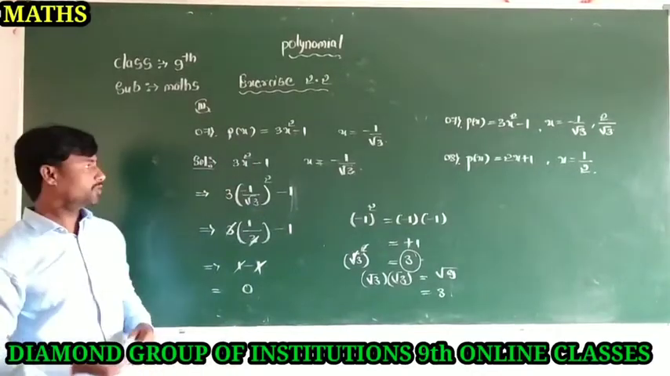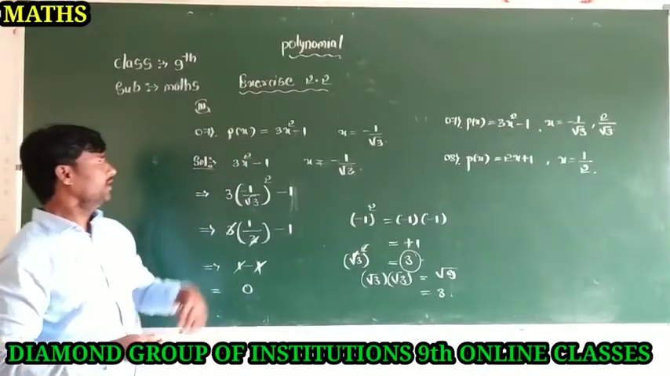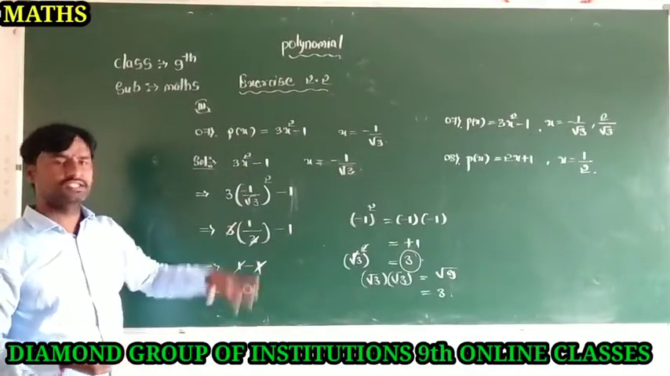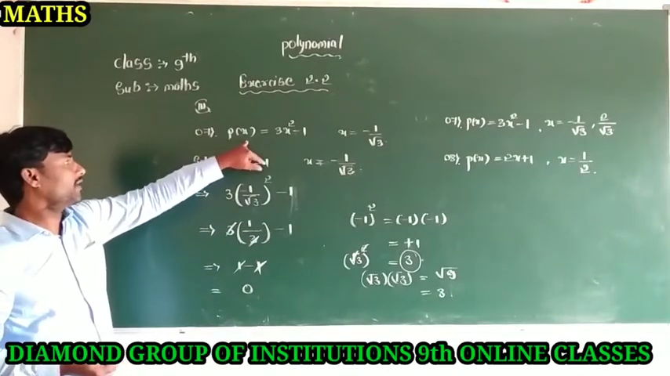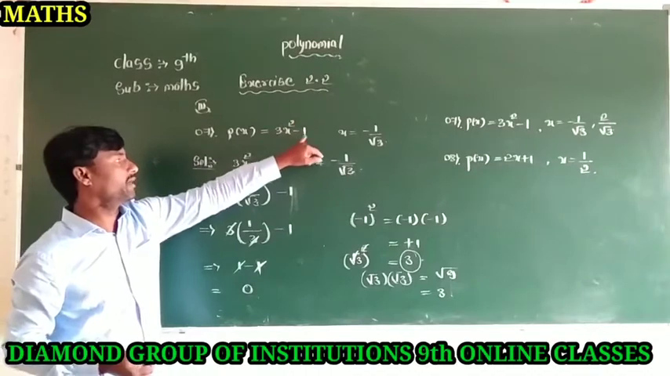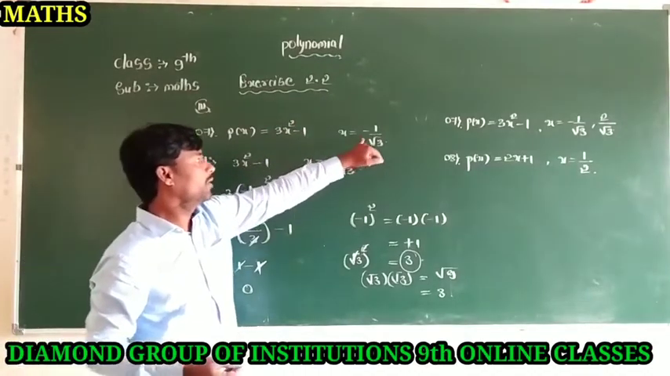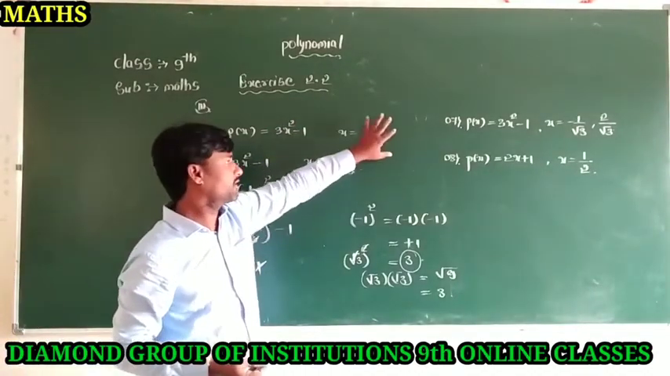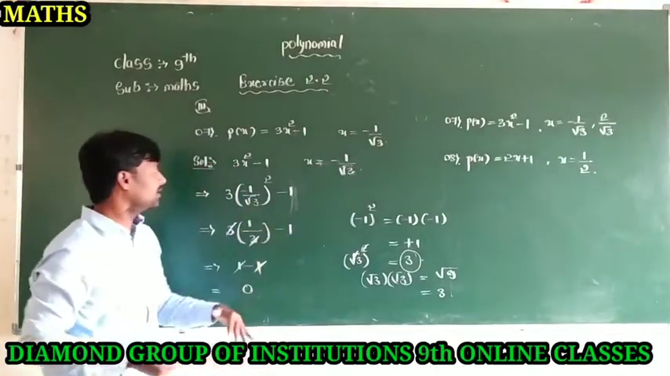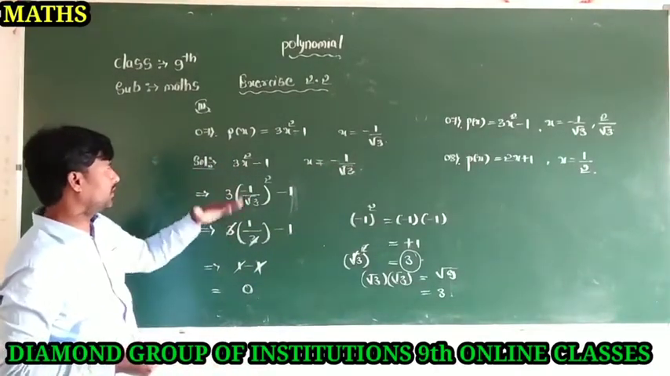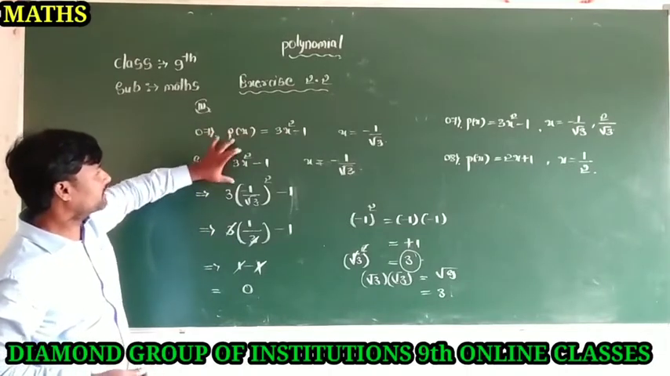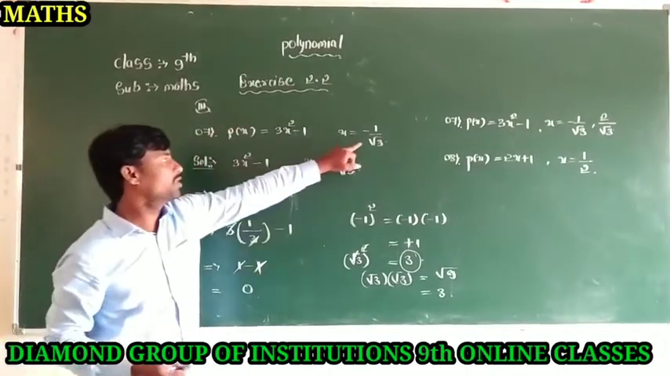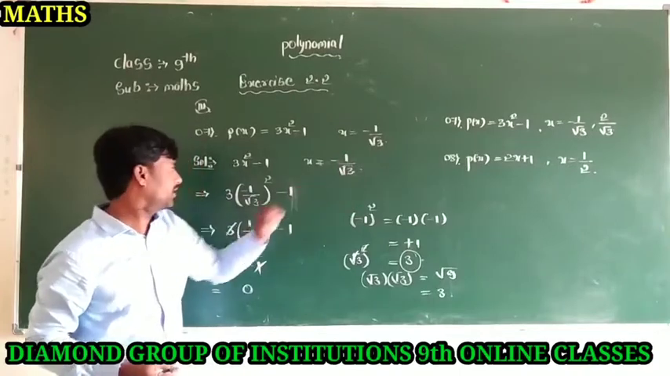One more time, this solution. Listen carefully. Here nothing is there, very easy simplification, dear students. The seventh question is that P of x is equal to 3x square minus 1, with x equal to minus 1 upon under root of 3. First question I took here. Next, the solution step by step: I wrote the polynomial 3x square minus 1 and x is equal to minus 1 upon under root of 3.